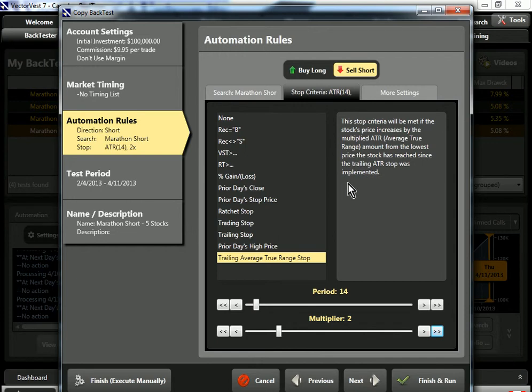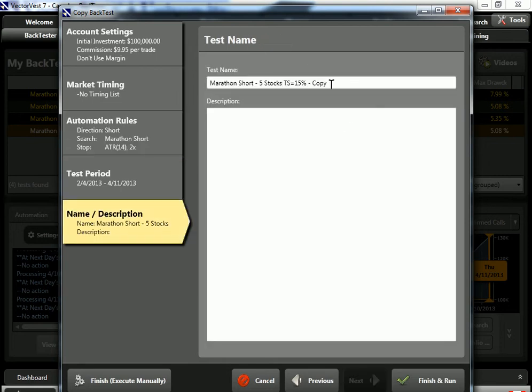So it looks at the range of each bar over that 14-day period. And in this case, it'll multiply that range. Let's say it was $1 by 2. And it would set the stop there and trail up with the upward direction of price if we were long, or trail down above the actual price movement if we're short, as we are in this case. I'll click on name and description. We'll just change this to 2ATR and finish and run.